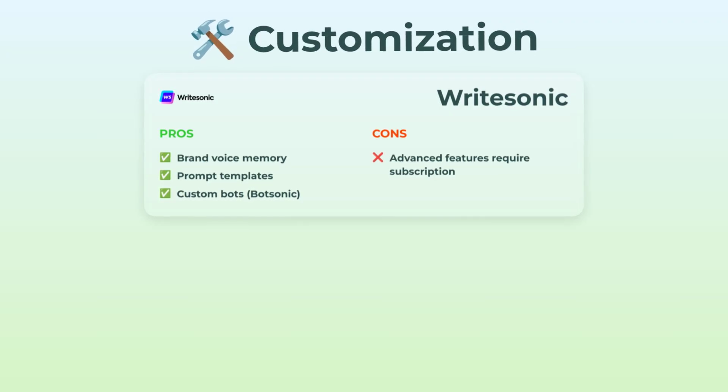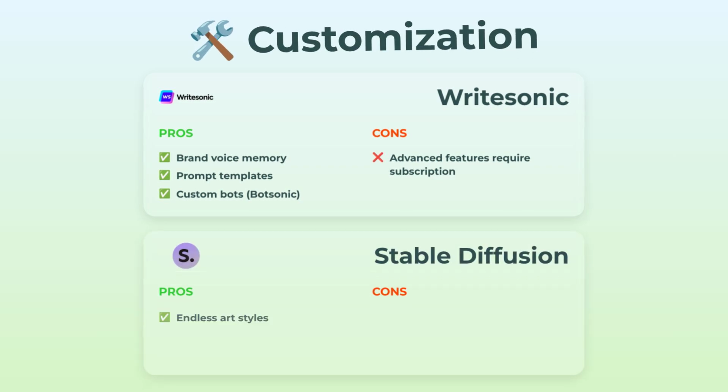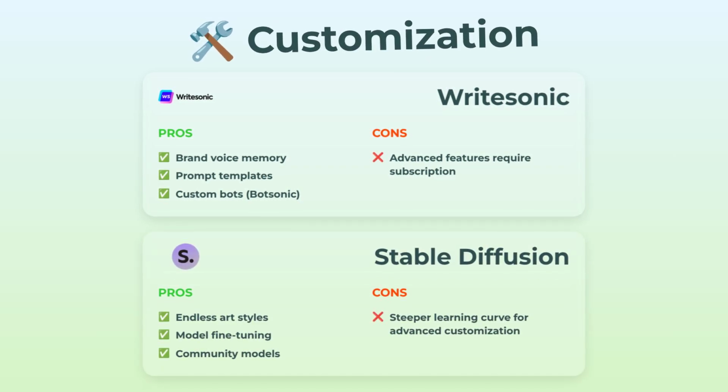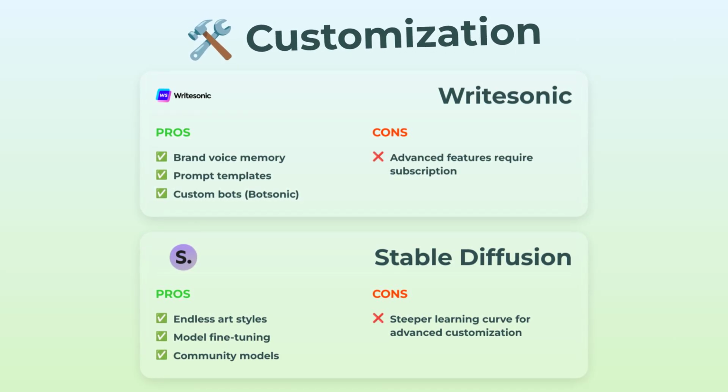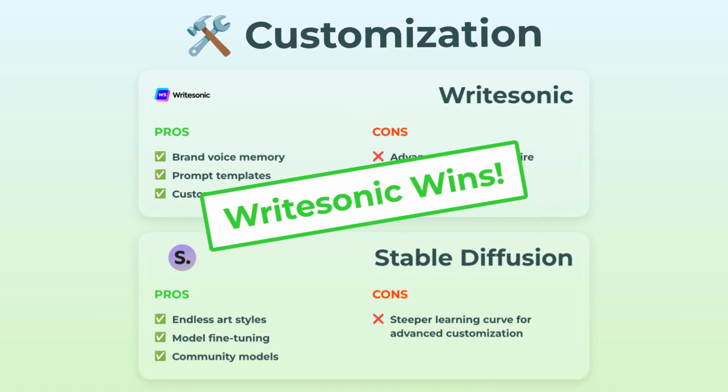On the flip side, Stable Diffusion is like the playground for customization if art is your jam. You can literally create endless styles, tune your own models, and check out projects from the whole community. Just heads up, the learning curve gets steeper the further you go. But overall, Writesonic is a tad more accessible for regular users.